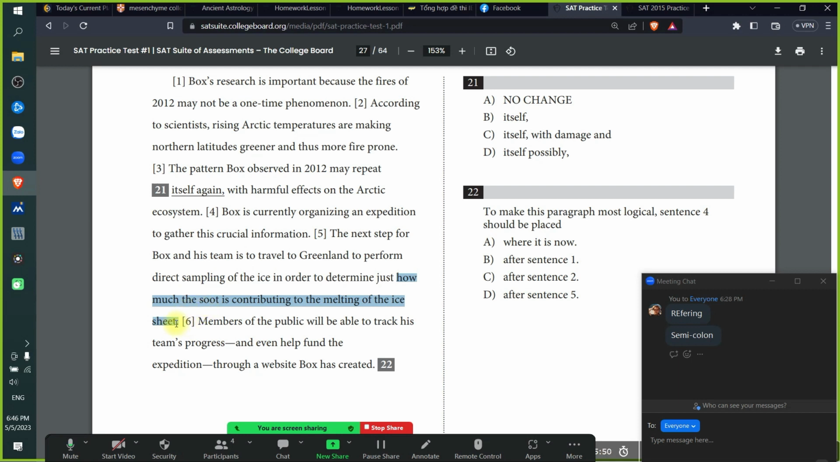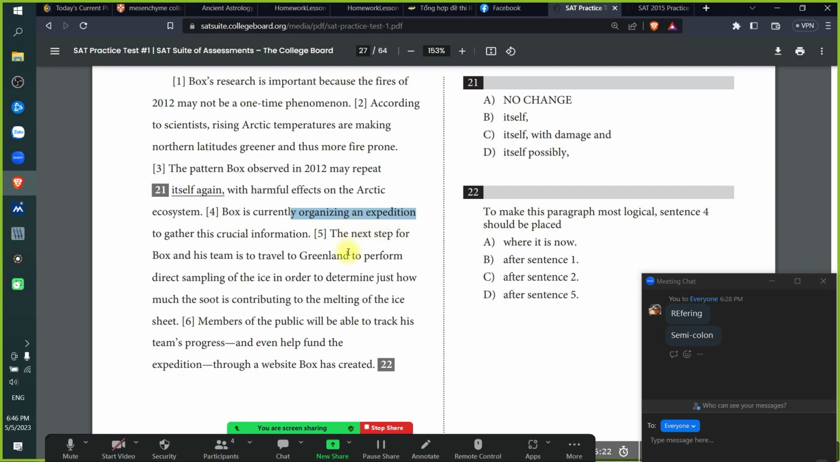They need to find out. And also in number 5, they say they are going to travel to Greenland to perform direct sampling of the ice. If you mention this one, then you can mention organizing an expedition. We have to state that the team decides to go to Greenland to take direct samples, and then the following sentence about organizing an expedition sounds logical, right everyone?